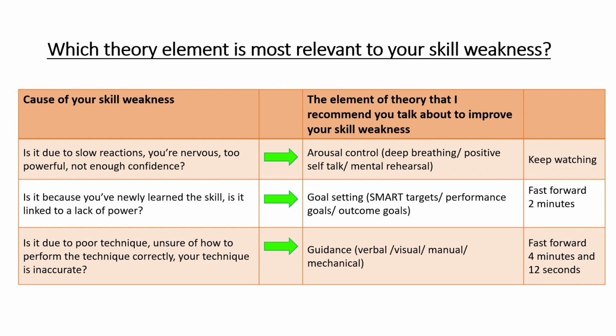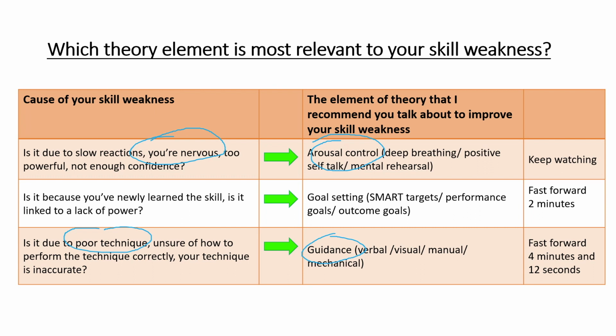Based on what you said was the cause of your skill weakness, I've recommended that you write about a specific part of the theory. If you think that your skill weakness was caused by nervousness, here, this top row, then you'll be writing about arousal control. If you said that it's due to poor technique, then you'll be writing about guidance.